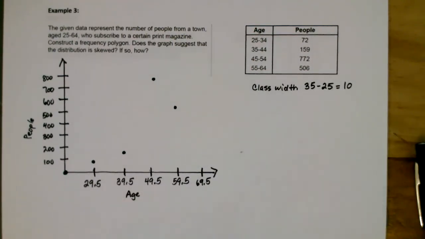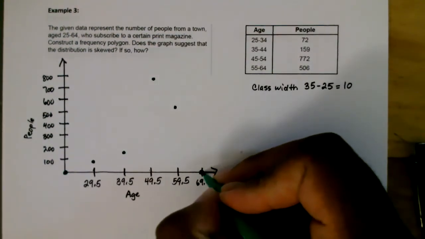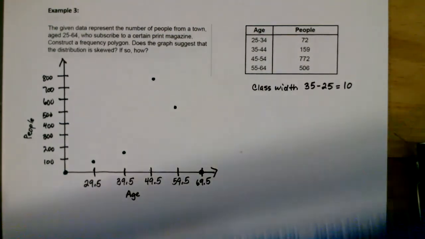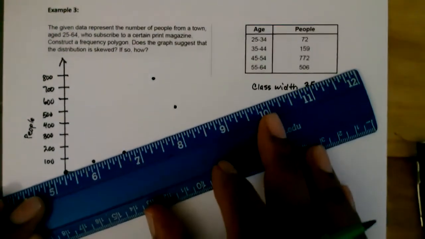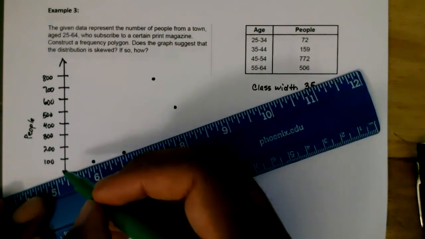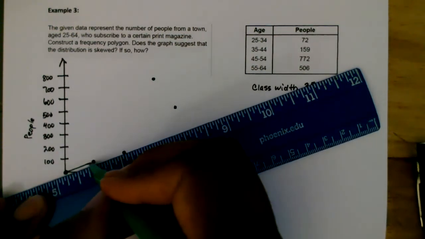And the reason why I'm doing that is this. A polygon is a closed figure. That means I need to have this whole polygon closed. I can't have any open spaces there. So that's why I drew this point right here at the intersection of the vertical and horizontal axes. So all we do there is just simply connect the dots.